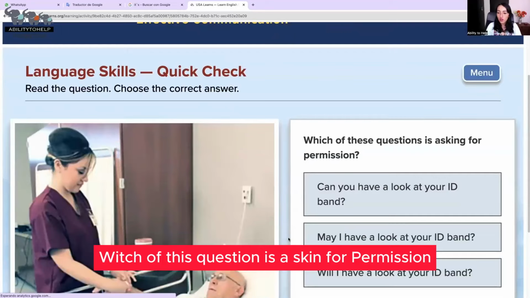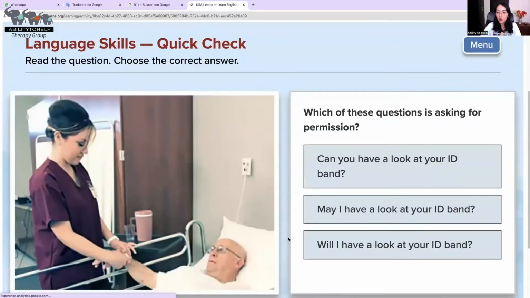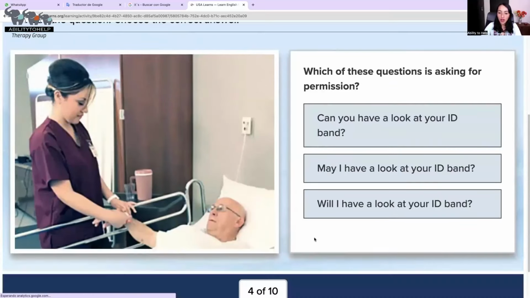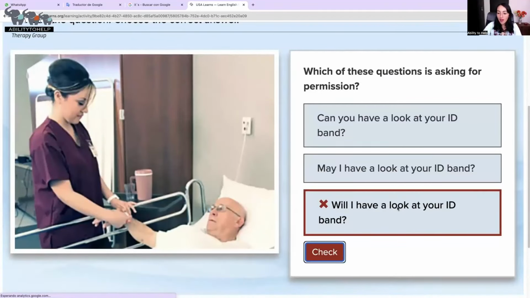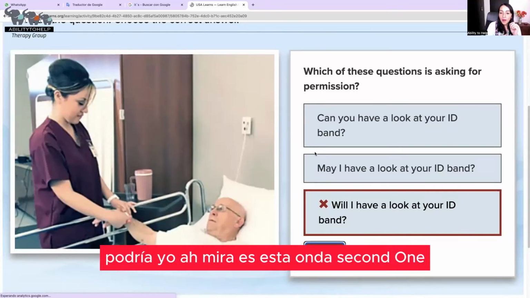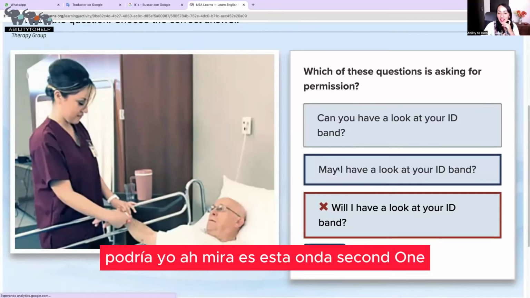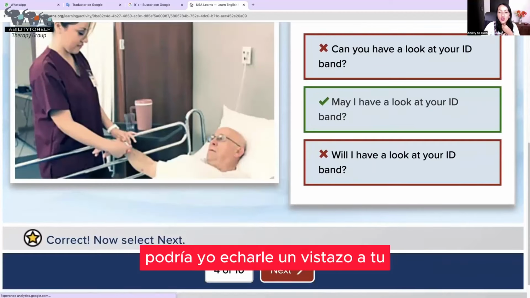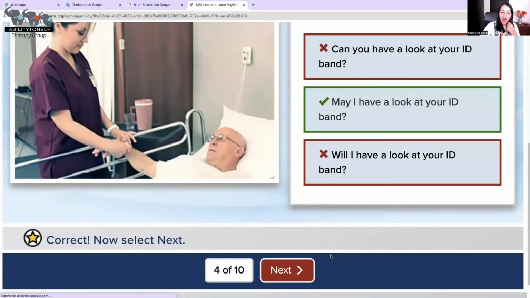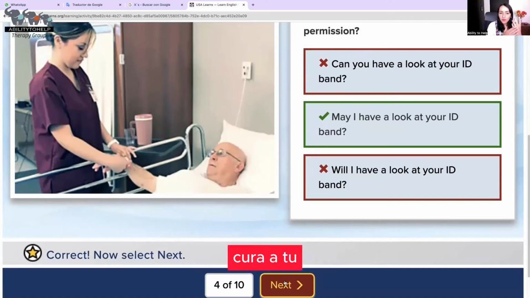Which of these questions is asking for permission? Can you have a look at your ID band? May I have a look at your ID band? Will I have a look at your ID band? So I think it's the last one. Would I have a look at your ID band? Which of these questions is asking for permission? ¿Cuál de estas está preguntándole, pidiéndole un permiso? Ok. Mira, es esta, the second one. ¿Podría yo echarle un vistazo a tu curación?